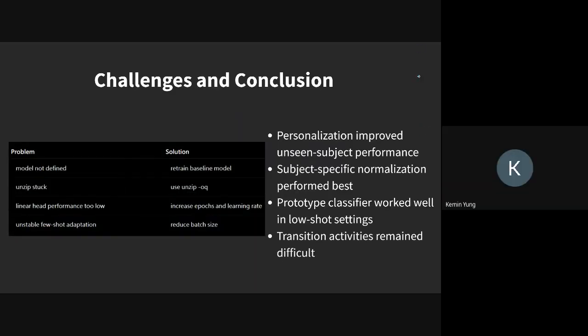During implementation, we encountered several problems such as missing models after runtime reset and unstable linear head adaptation. We solved these issues by retraining the baseline model, adjusting hyperparameters, and reducing the batch size. In conclusion, personalization improves unseen subject performance, and subject-specific normalization achieved the best overall result. And next slide, please.